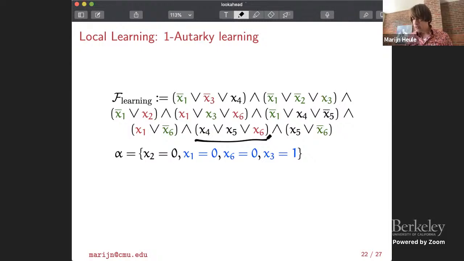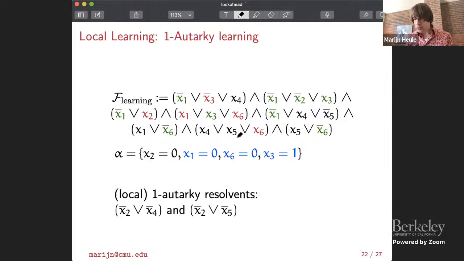Now the question is, how can we do any learning here? Because if we had an autarky, we could just take all the clauses out. But what can we do here? The observation is that if x4 would have been true, then the assignment x2 to false would have been an autarky, because x4 would have taken this clause out. And the same holds for x5. If x5 would have been true, then x2 to false would have been an autarky.